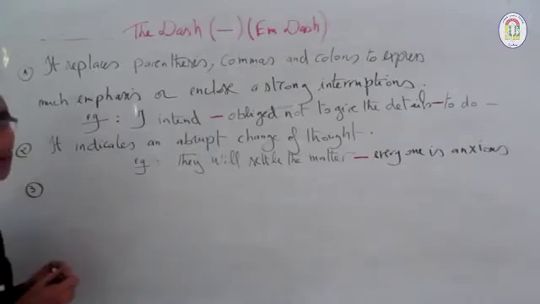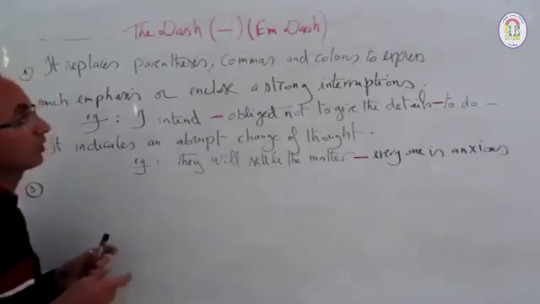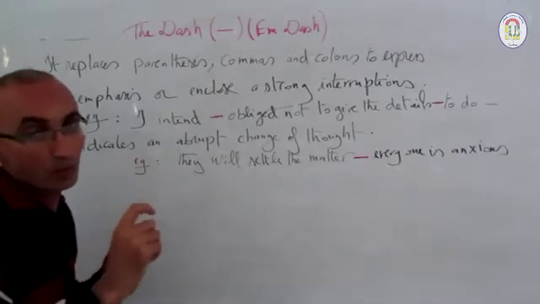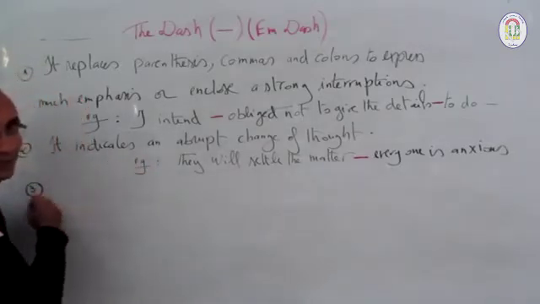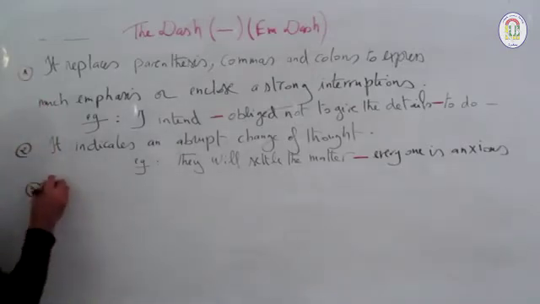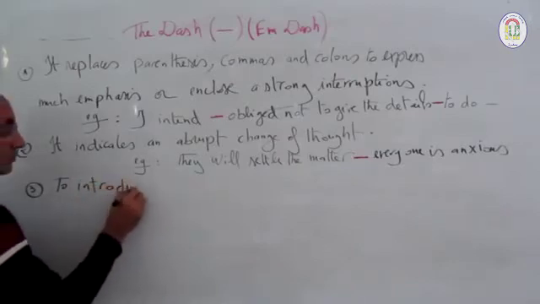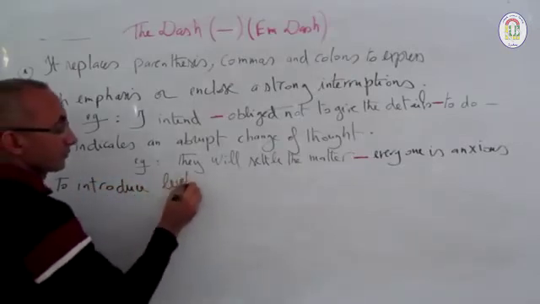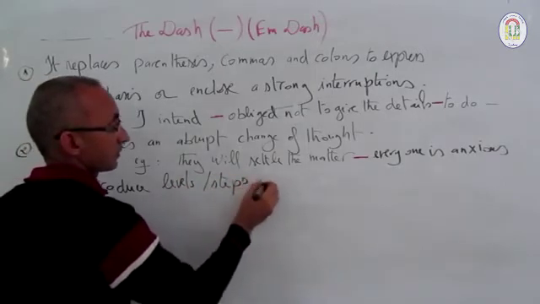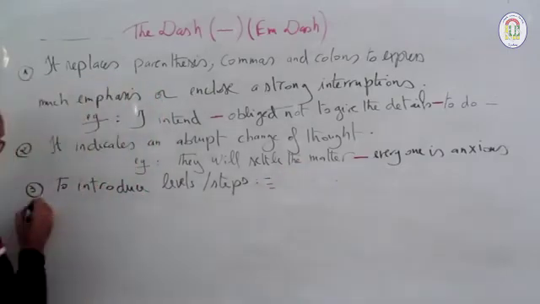Also, we have a third case, which we all use: when we want to introduce levels or steps, we always, as you know, put either bullets or dashes. You write here, for example, to introduce levels or steps. Like this, you continue with the second one, third one, and so forth.